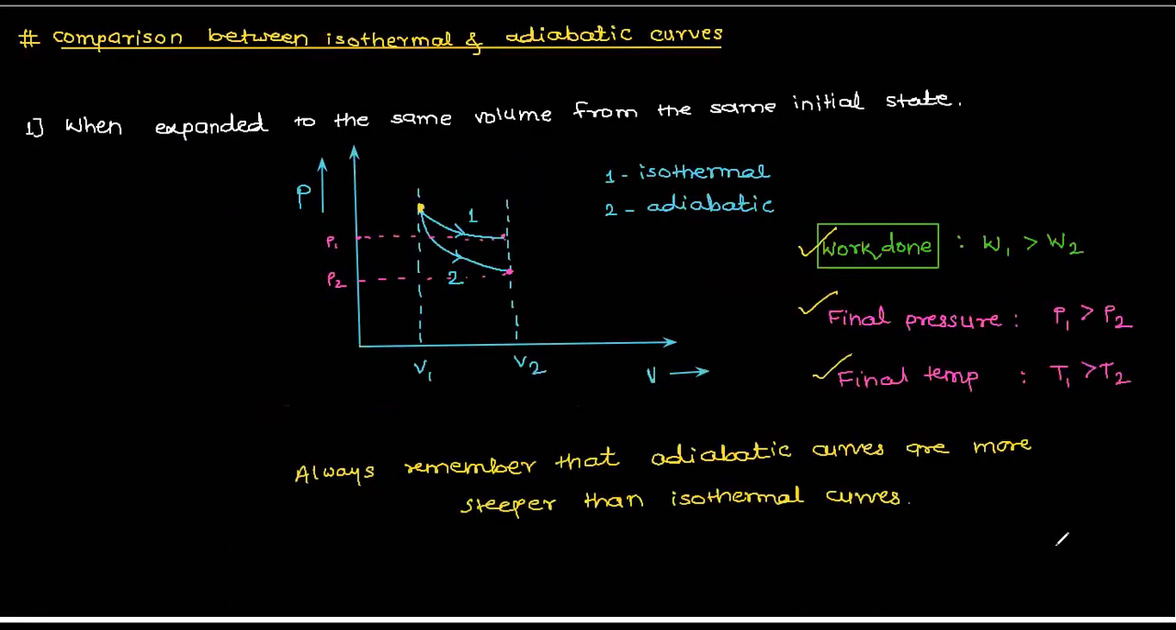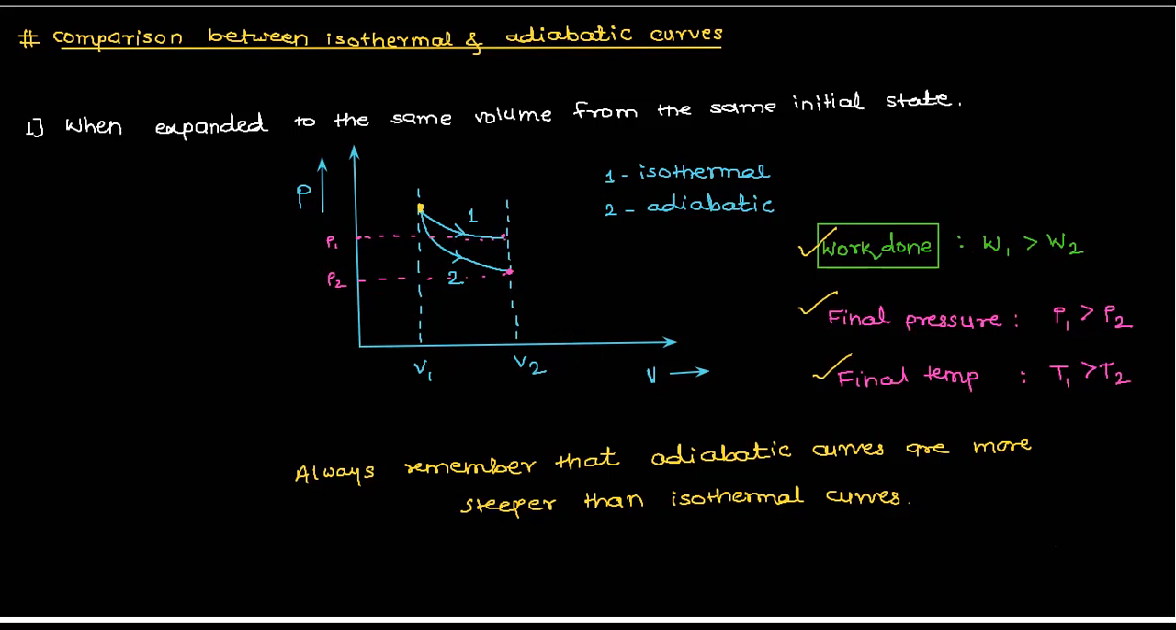So for the isothermal and adiabatic curves, the first case was expanded to the same volume. These two processes are ending at the same volume from the same initial state. Yes or not? This one is isothermal, the second one is adiabatic, and the work done of isothermal is greater than the work done in adiabatic. Final pressure, if you see in the diagram, P1 is greater than P2, and final temperature T1 is greater than T2.